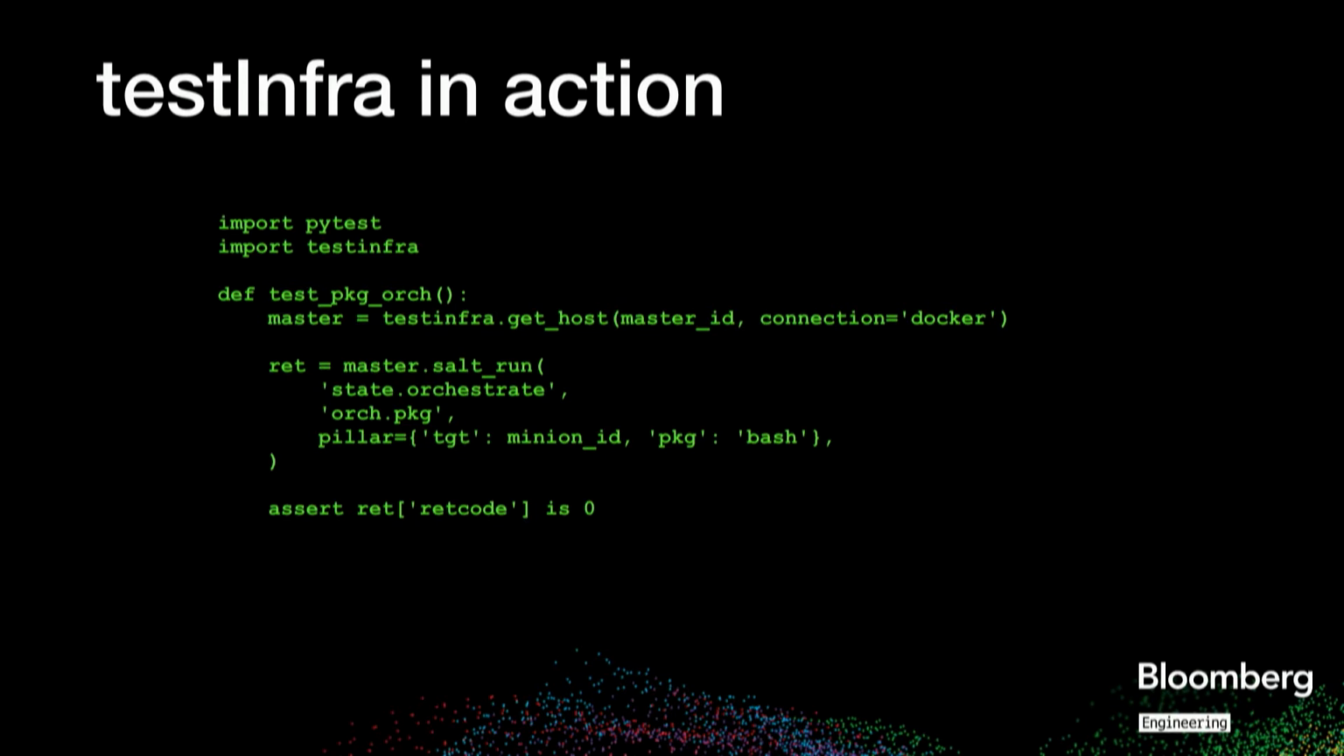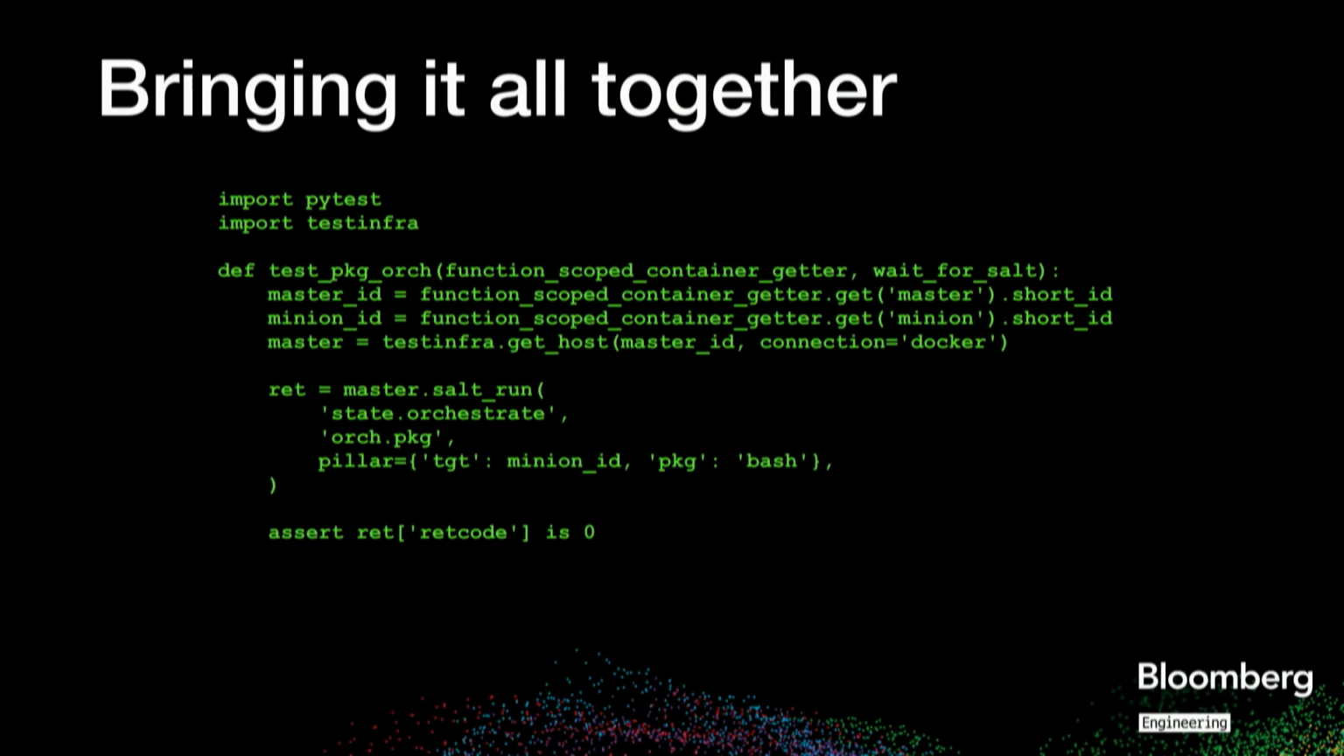So bringing it all together, you can combine these things and do what we're trying to achieve, which is bring up some infrastructure, run a test on an orchestration that actually has multiple nodes, and then assert that it's doing the right thing. So it's pretty much what we were shooting to do.